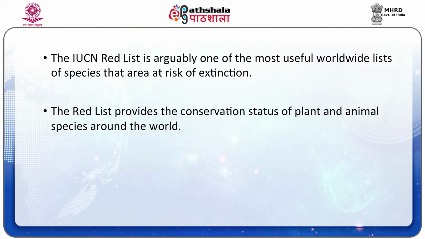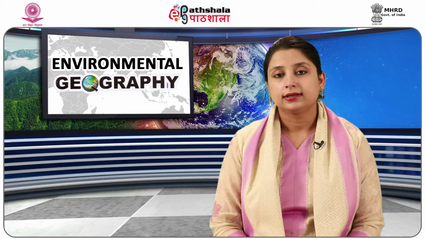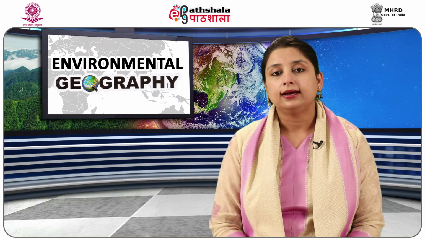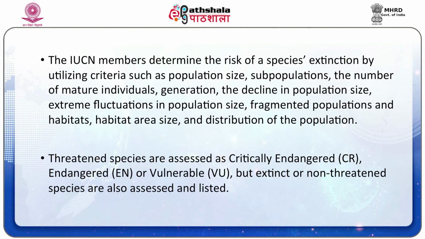The IUCN Red List is arguably one of the most useful worldwide lists of species that are at risk of extinction. The Red List, established in 1964, provides the conservation status of plant and animal species around the world. Its usefulness is based on its reliance on a number of objective criteria. The IUCN members determine the risk of a species' extinction by utilizing criteria such as population size, subpopulations, the number of mature individuals, generation, the decline in population size, extreme fluctuation in population size, fragmented populations and habitats, habitat area and size, and distribution of the population.